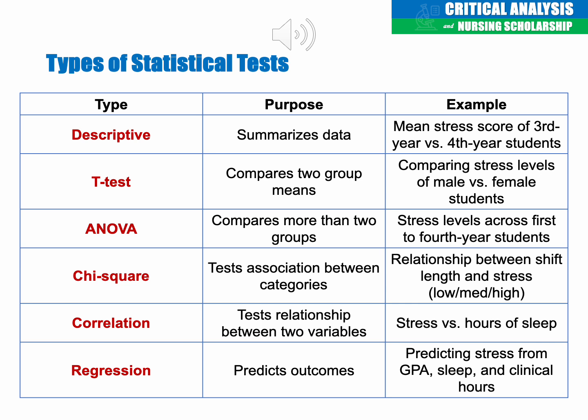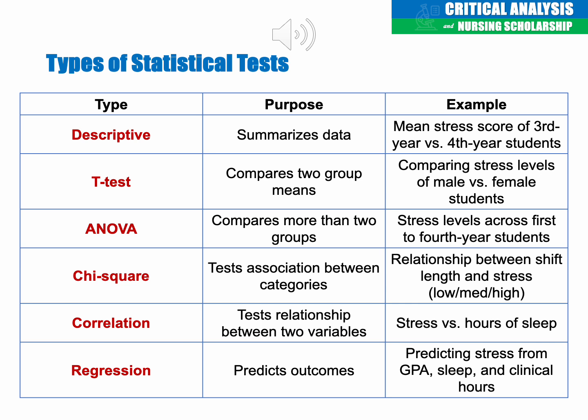But if you want to compare whether there's statistically significant difference in stress between these groups, for example, third year versus fourth year, or male versus female students, in here you can use inferential tests like t-test. However, if you are comparing stress levels, for example, among 3 or more groups, let's say across all 4-year levels, first year, second year, third year, and fourth year, in here you're going to use ANOVA.